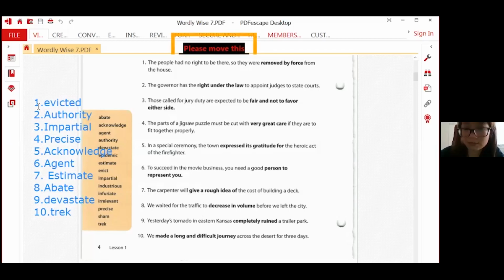First one is evicted. Next one is authority, fair and not to favor either side. The parts of a jigsaw puzzle must be cut with very great care. So, no, fair and not. Next one is precise. Next one expresses gratitude, acknowledged. Next one is agent, estimate, abate, devastated, trek. Okay, everybody got it right, right? Okay, let's go on to the next 5. Let me clear this. The next one.